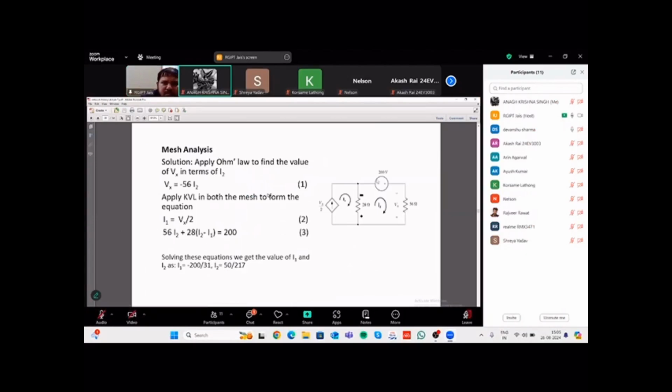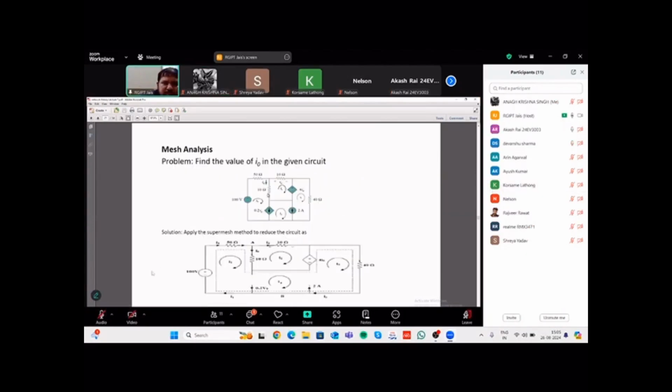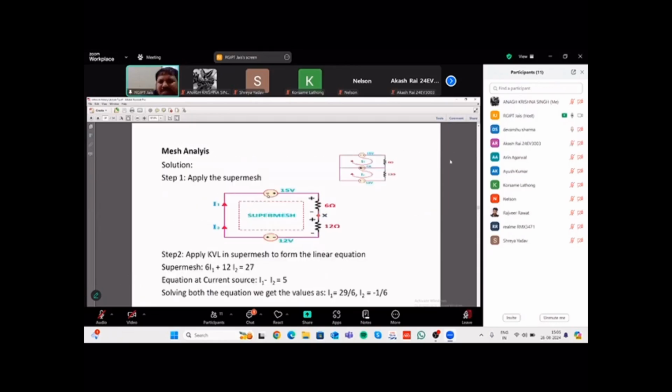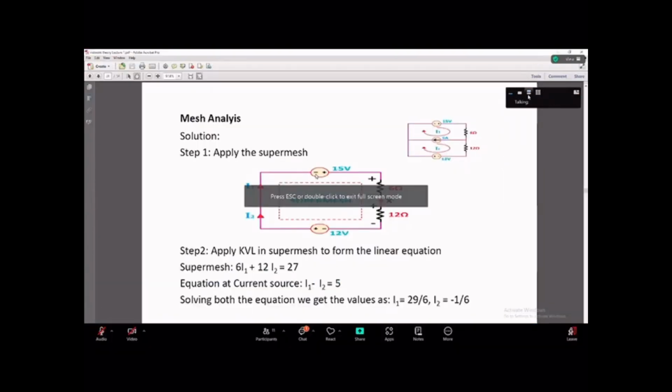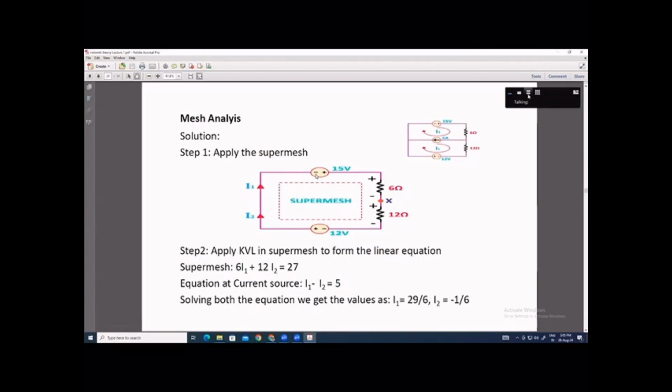Yeah. So we did this thing. Super mesh we have done. Today the problem that we'll do will also be an example of super mesh. Go into nodal.